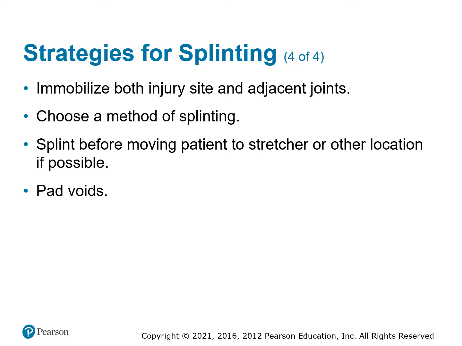When you splint, you want to make sure to immobilize both the injury site and the adjacent joints. So let's take, for example, you have a tib-fib fracture of the leg. That splint should run from locking it in from the ankle all the way up to the knee. So your joint below the injured site to the joint above the injured site.